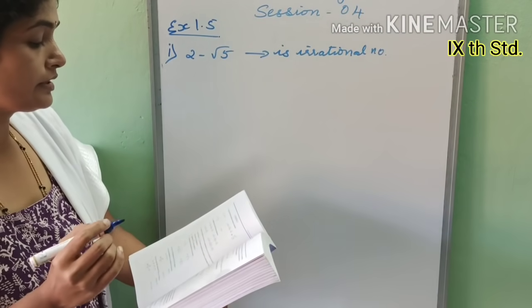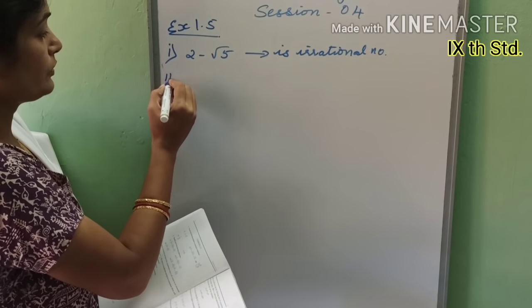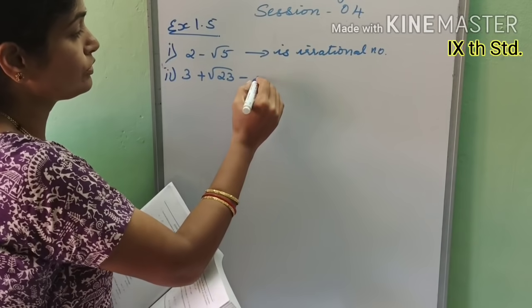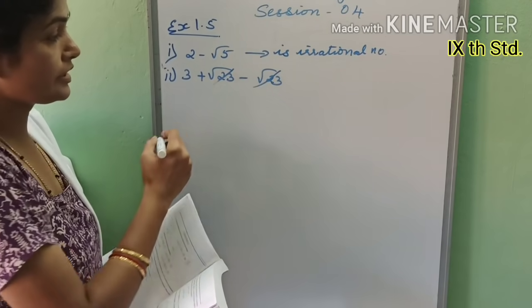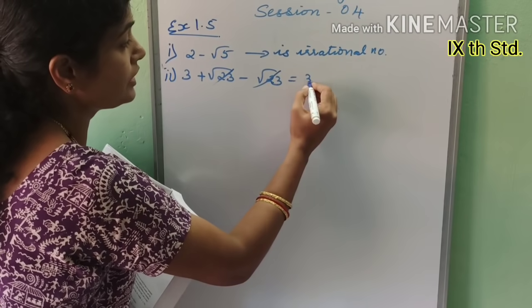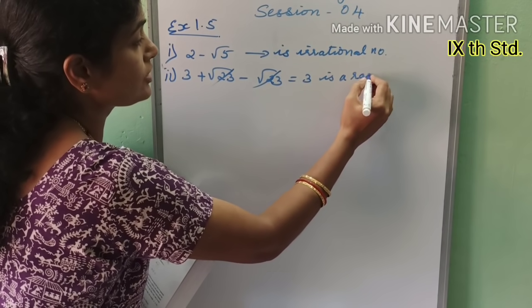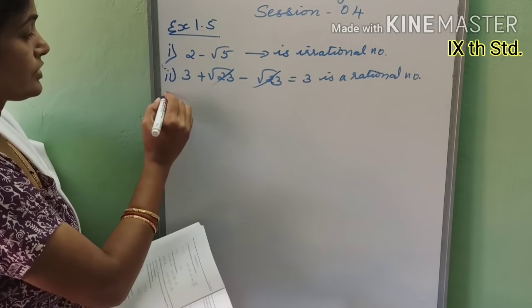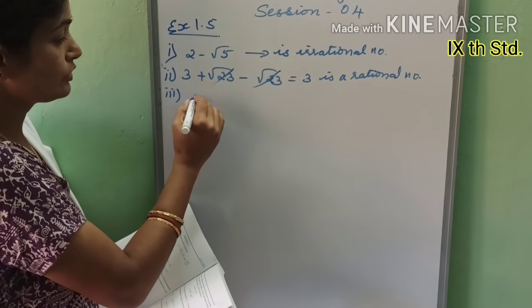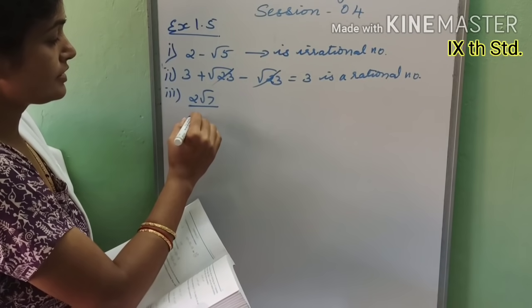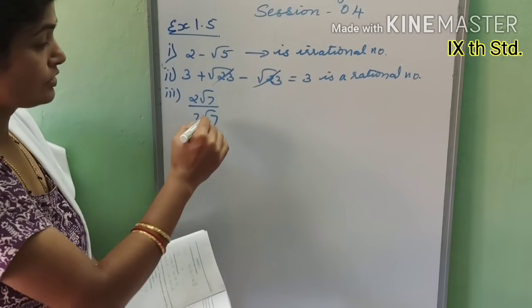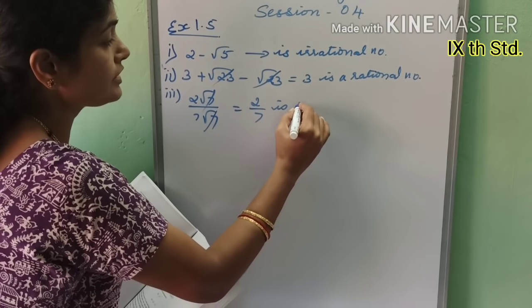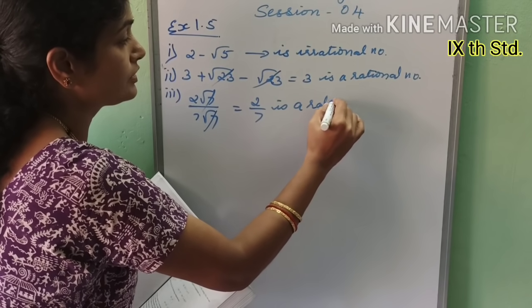Then see the second one, 3 plus root 23 minus root 23. This root 23 gets cancelled. So remaining is 3. So 3 is the rational number. Right. Then see the third question. Third one, 2 root 7 by 7 root 7. Right. So root 7 gets cancelled. 2 by 7. 2 by 7 is a rational number.